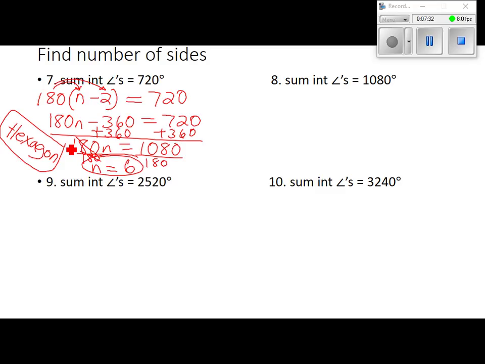Number 8, how am I going to set this one up? 180 times n minus 2 equals 1080. Distribute: 180n minus 360. Notice it's the same thing, right? Minus 360 equals 1080. Now what?